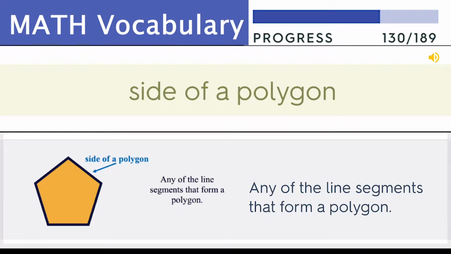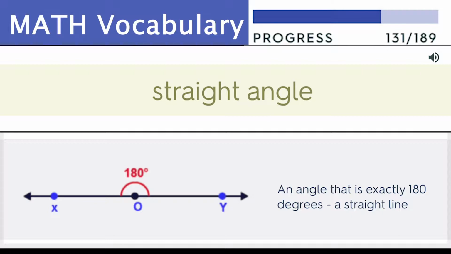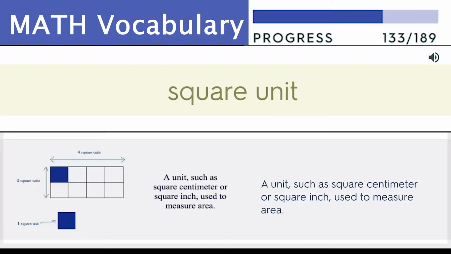Side of a polygon. Any of the line segments that form a polygon. Straight angle. An angle that is exactly 180 degrees, a straight line. Standard form. A number written with one digit for each place value. Square unit. A unit such as square centimeter or square inch used to measure area.